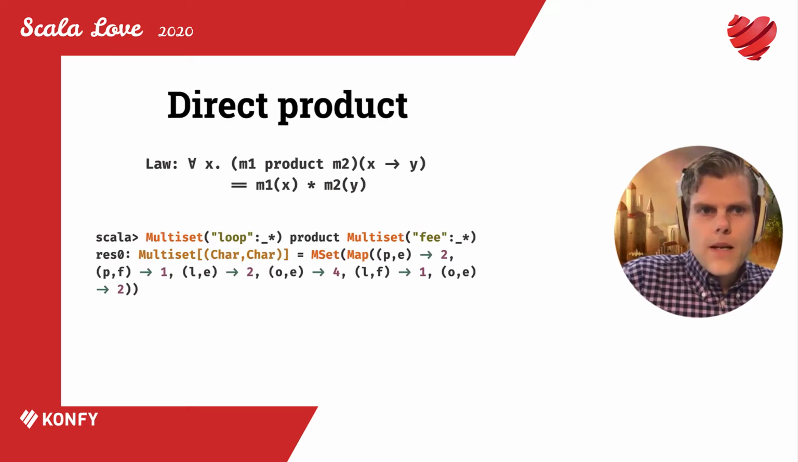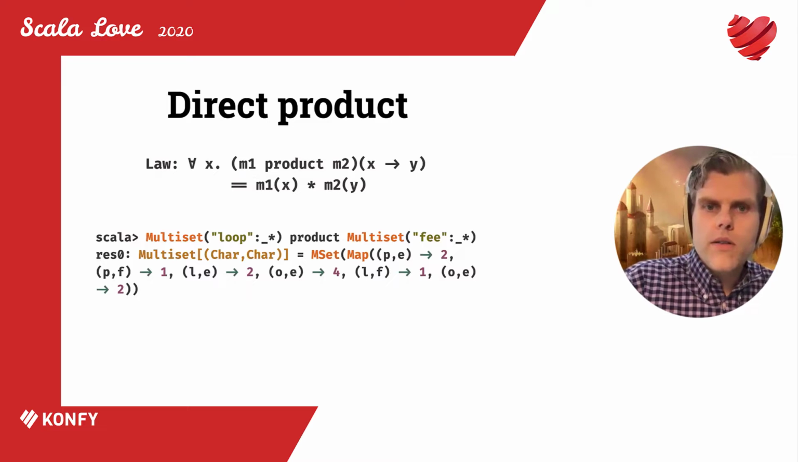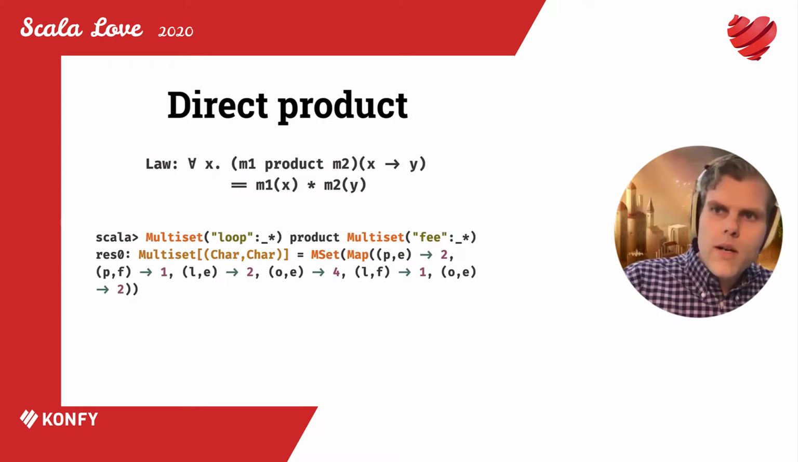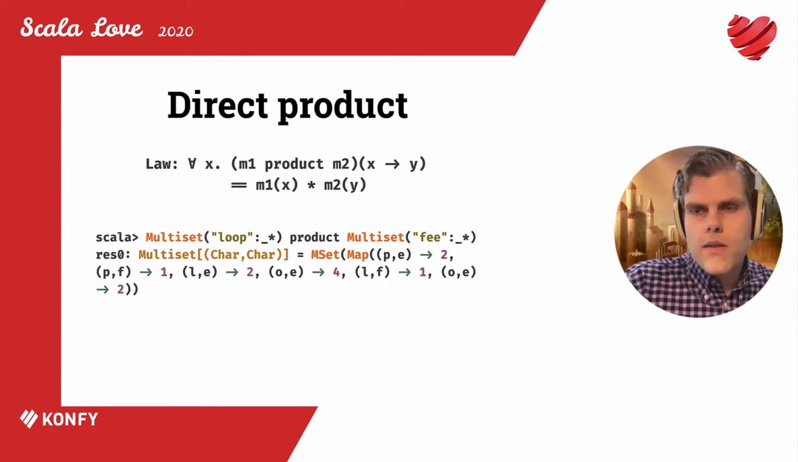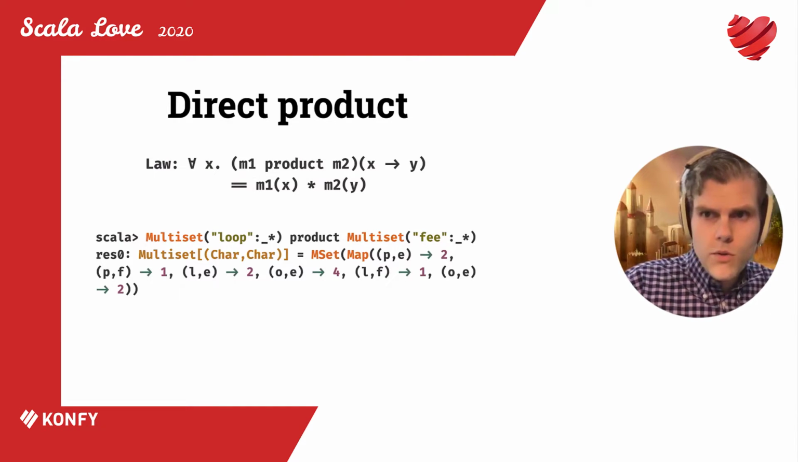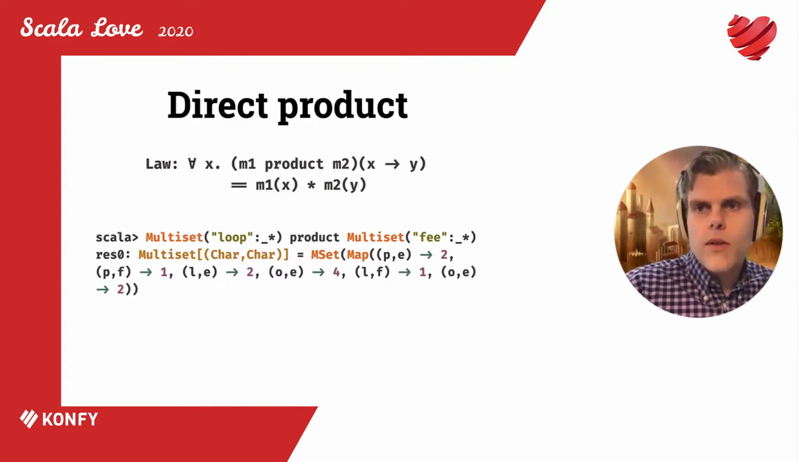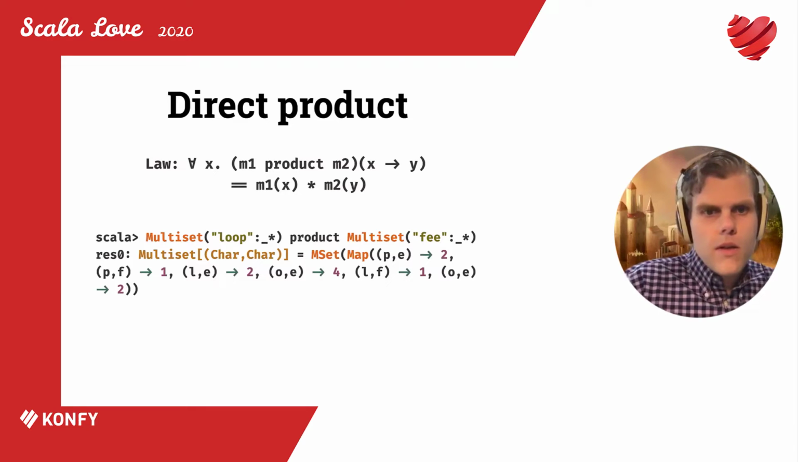Okay. We can also take the direct product of two multisets. So then we get all the pairs in the multiset, where the number of times a given pair occurs in the result is the product of the number of times that each element in the pair appears in the inputs. For example, there are two PEs in the output here, because there's one P and two E's, and 1 times 2 is 2.